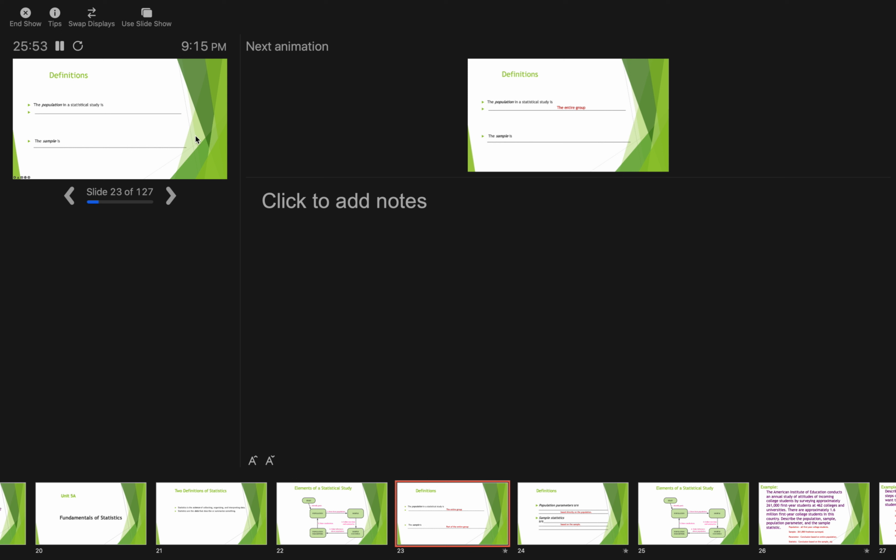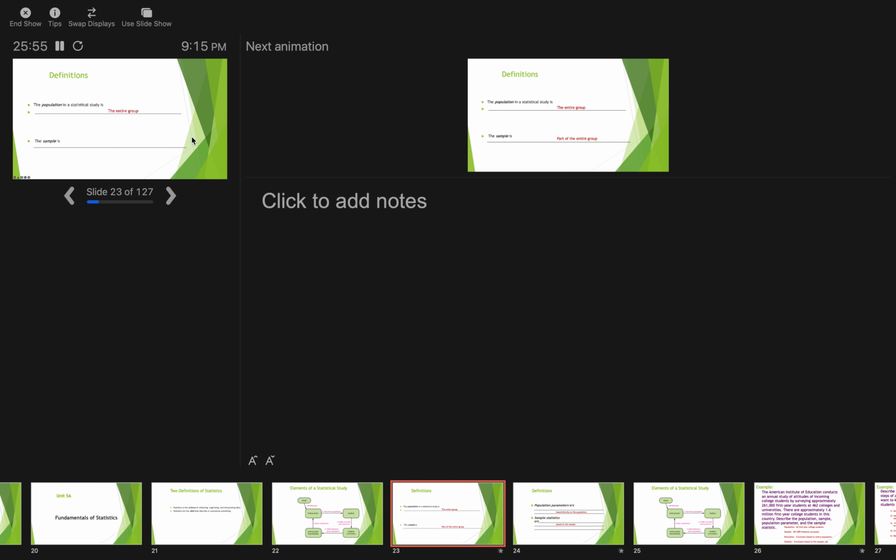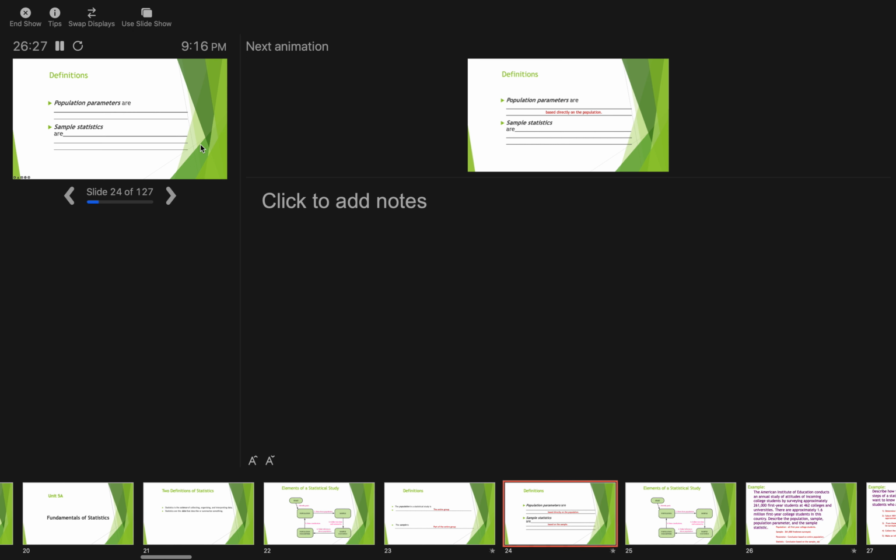So a population in a statistical study is the entire group. So that's the big thing you have to remember. The population is the entire group. The sample is a part of the entire group. So for instance, if you were in a high school and you wanted to see what the most popular kind of music in the high school was, you could ask every single kid in the high school, but that's a lot. So maybe you just go and pick 50 kids out of every lunch period and ask them. The sample would be the 50 kids. The population would be every single kid in the school.